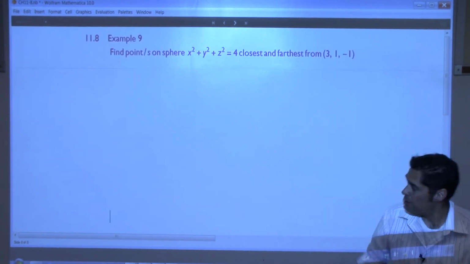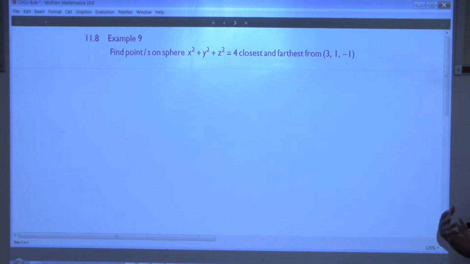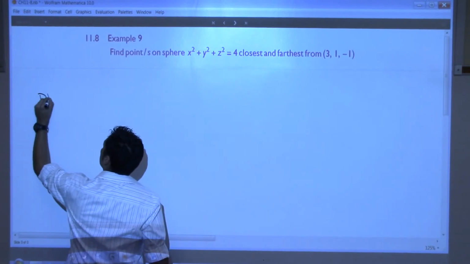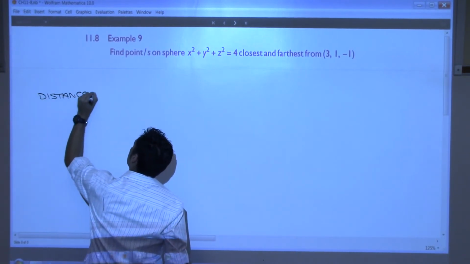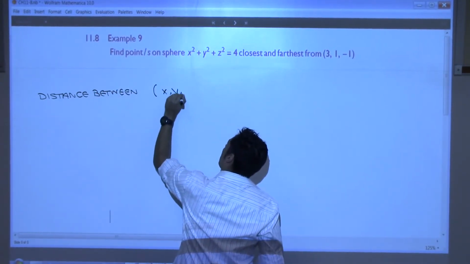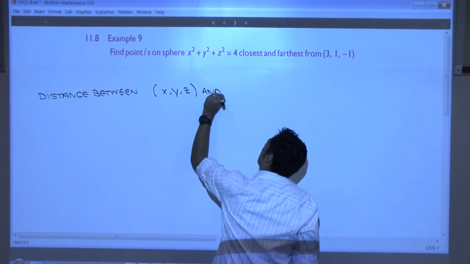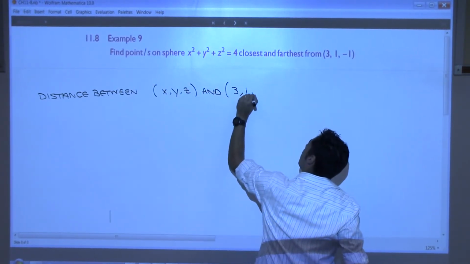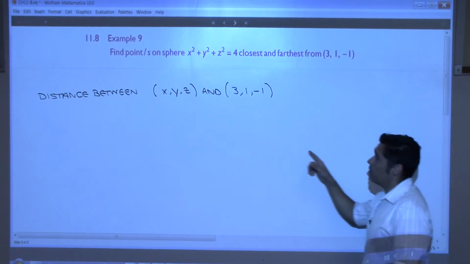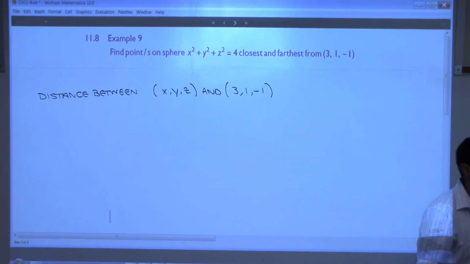Understand that? So that's actually the constraint equation. The objective function, which is the one we're trying to find the max and min of, we have to come up with, which would be the distance between two points. So what is the distance between, let's say a point, let's call it x, y, z, and that point right there, 3, 1, negative 1? So what is the distance formula for points in three-dimensional space?